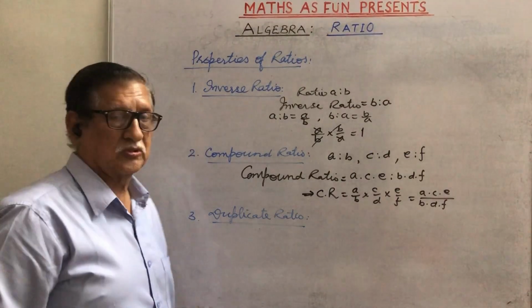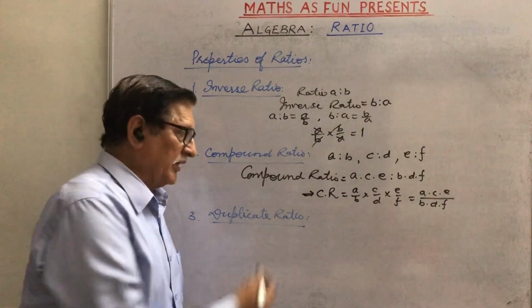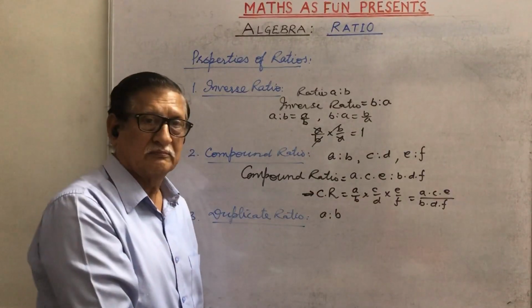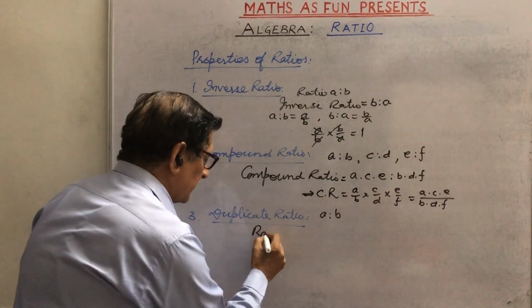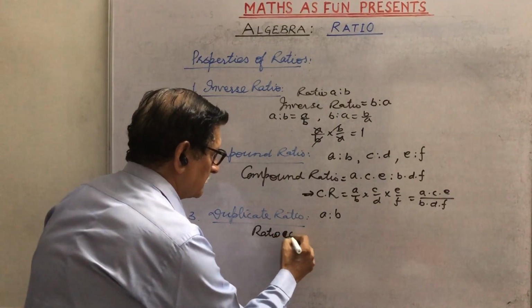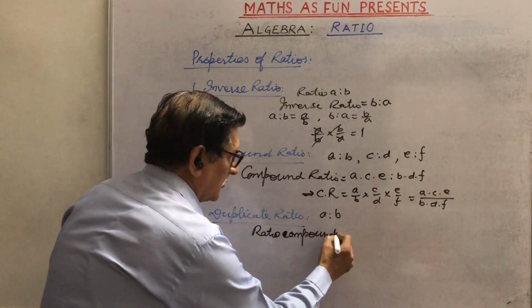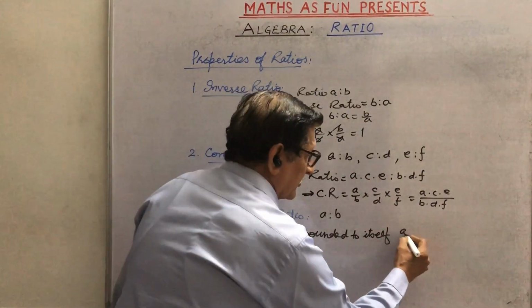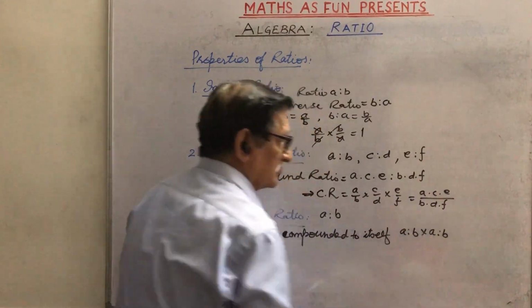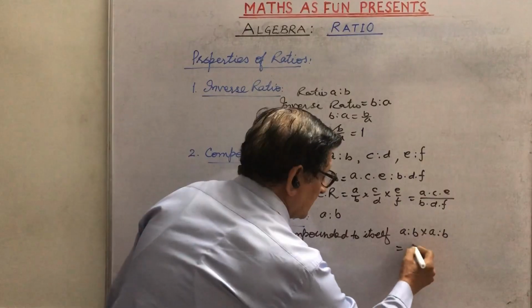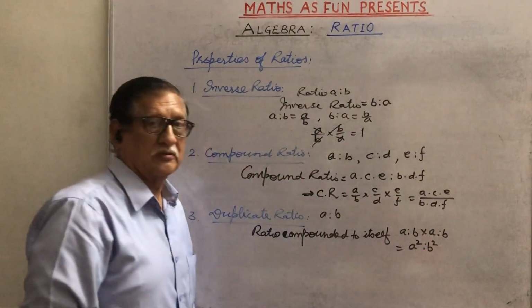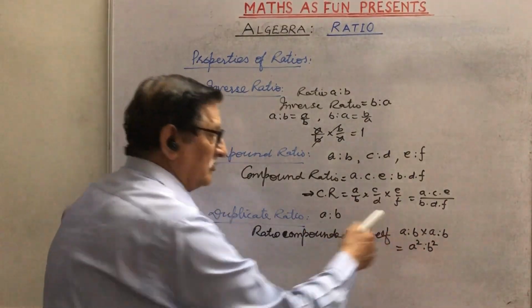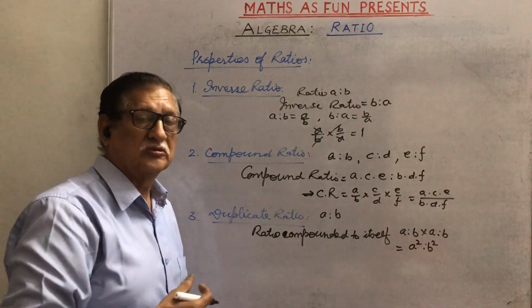What is duplicate ratio? Duplicate ratio, actually, if we have a ratio A is to B and compound it to itself, so we can say ratio compounded to itself. It means compound ratio is A is to B into A is to B. That gives us A square is to B square. It means the duplicate ratio of A is to B is A square is to B square. We square the antecedent and the consequent of that.